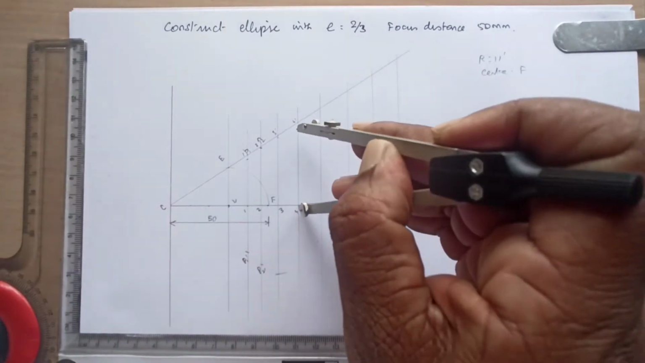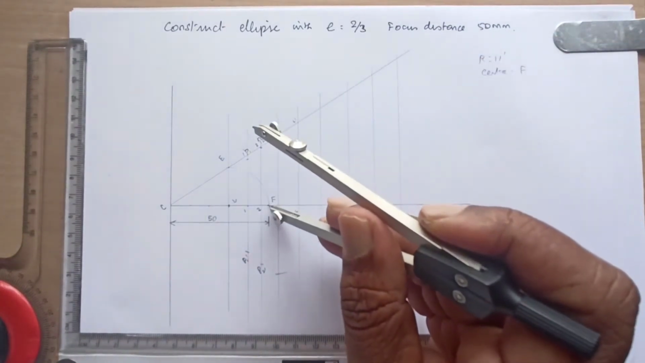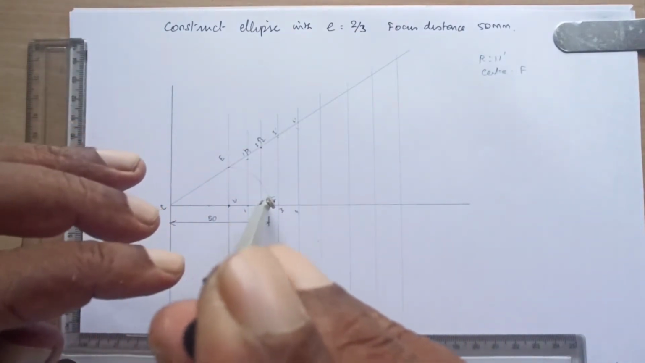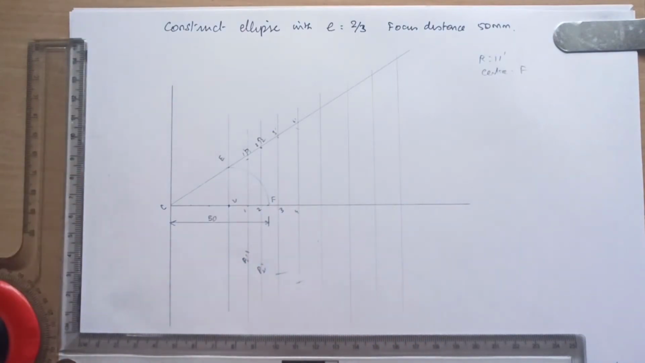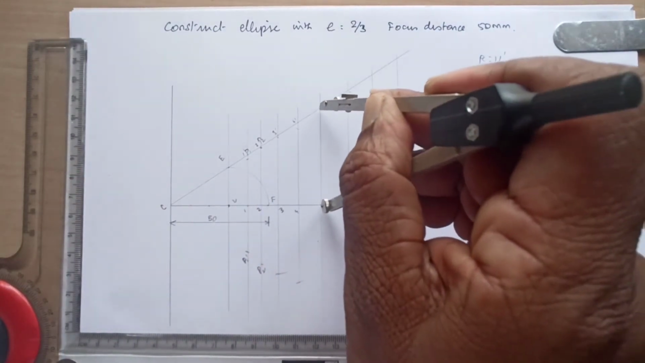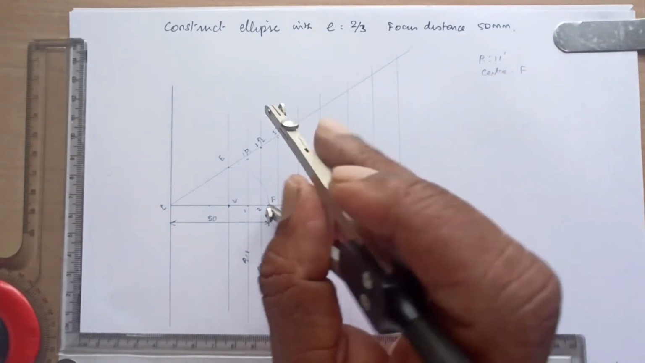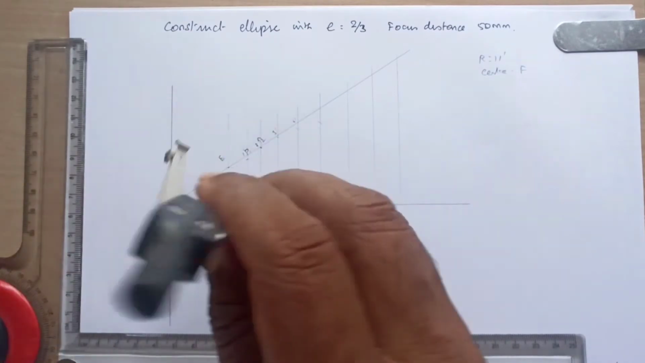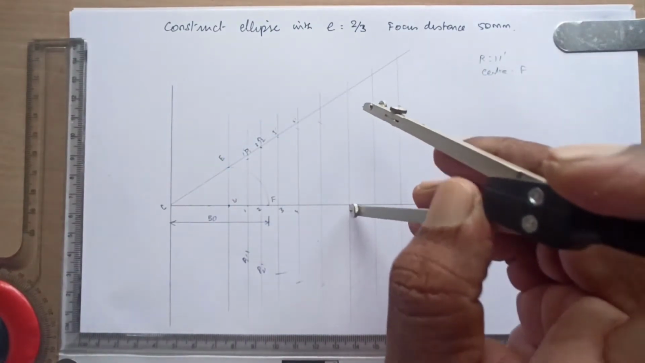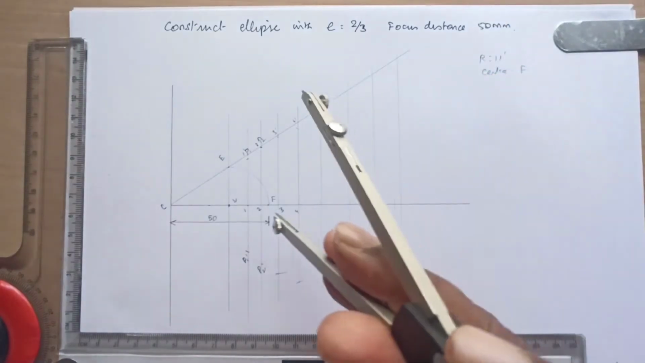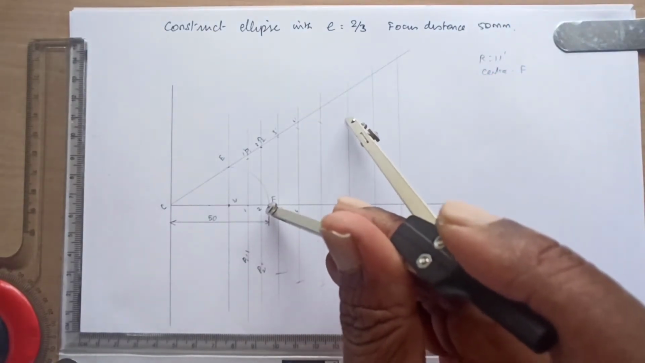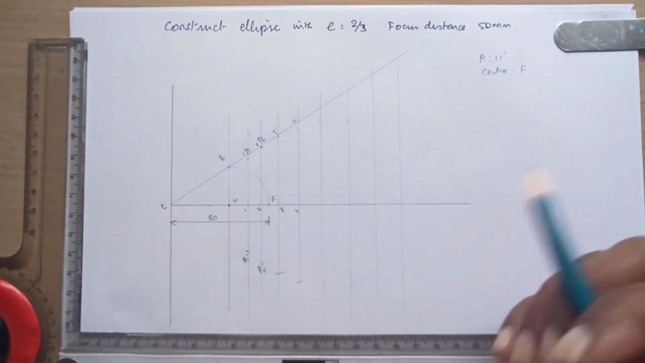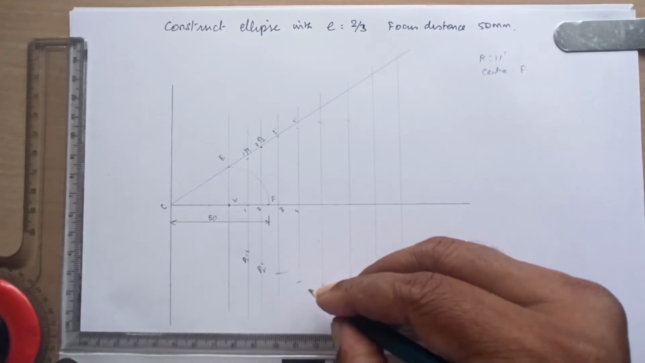Similarly 4 dash, from F we can cut these points on this vertical line. Similarly this 5 dash, from F we can mark here as well as here. And then 6 dash, from F we can mark here as well as here. Now we can see the curve is converging, so it is going to be an ellipse.